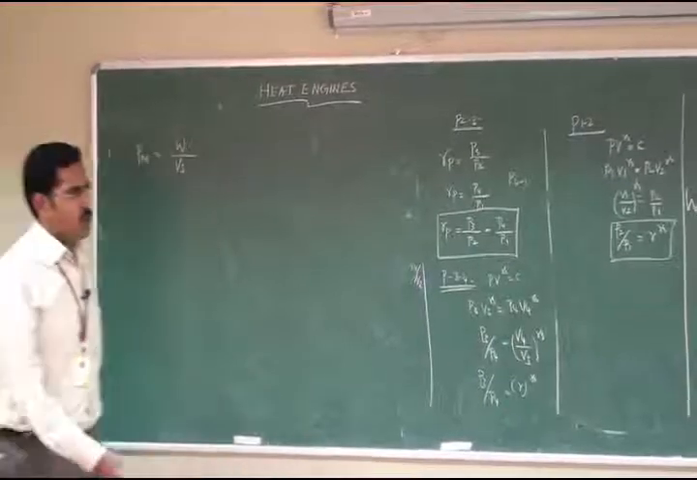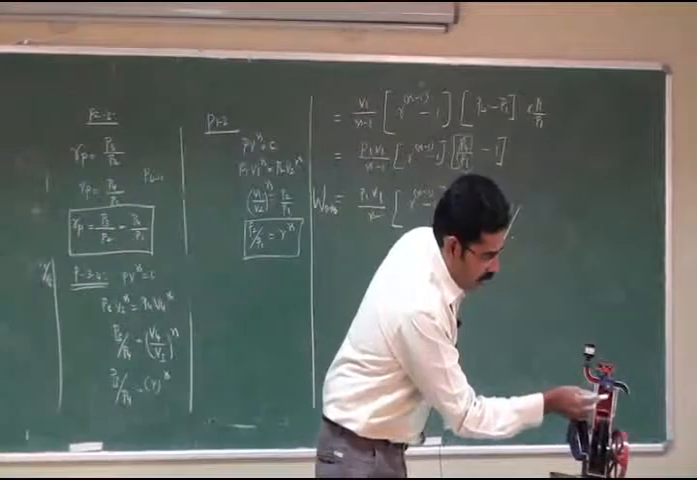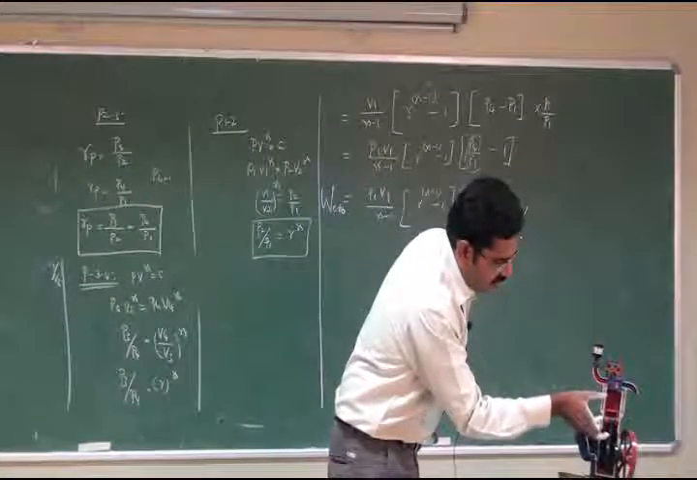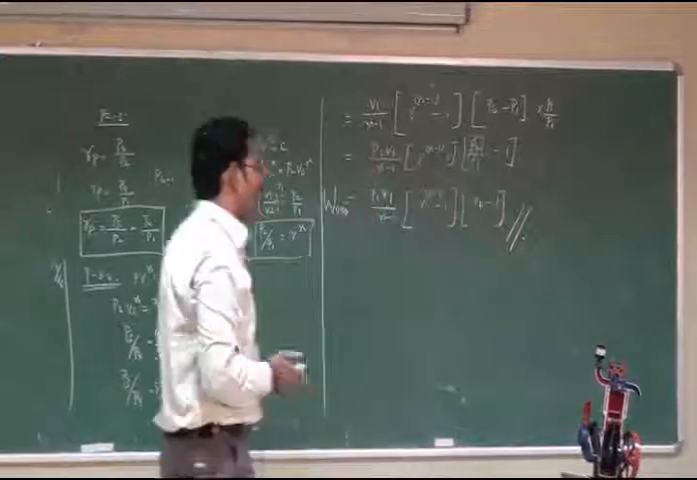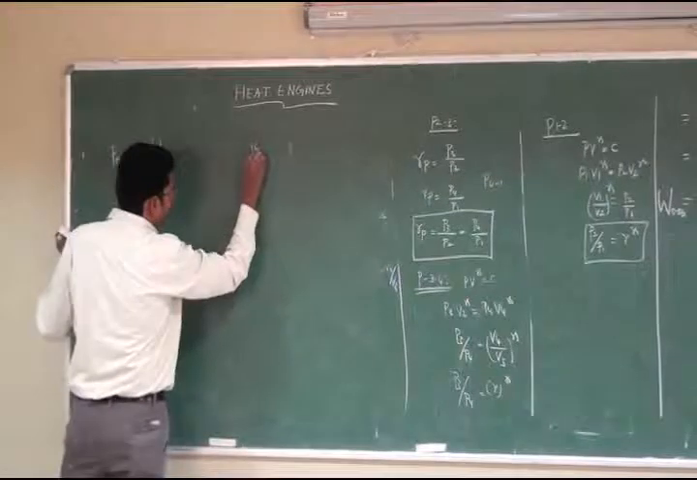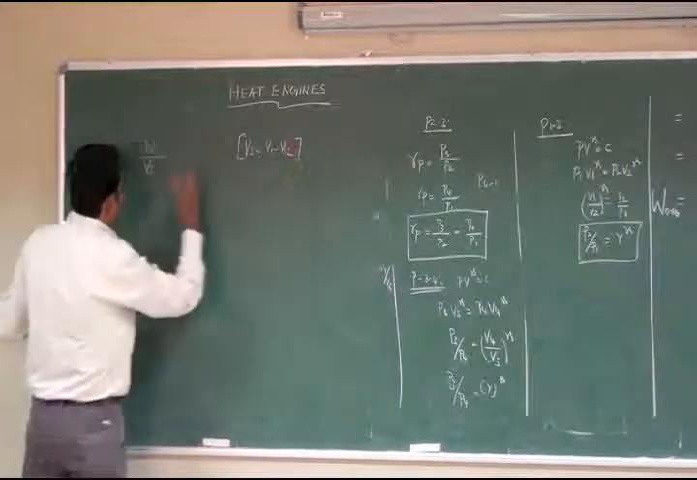What is stroke volume? Stroke is a movement of piston between TDC to BDC. The volume between the TDC and BDC is termed as stroke volume. Now, Vs can be written as V1 minus V2. This is already shown on the PV diagram.